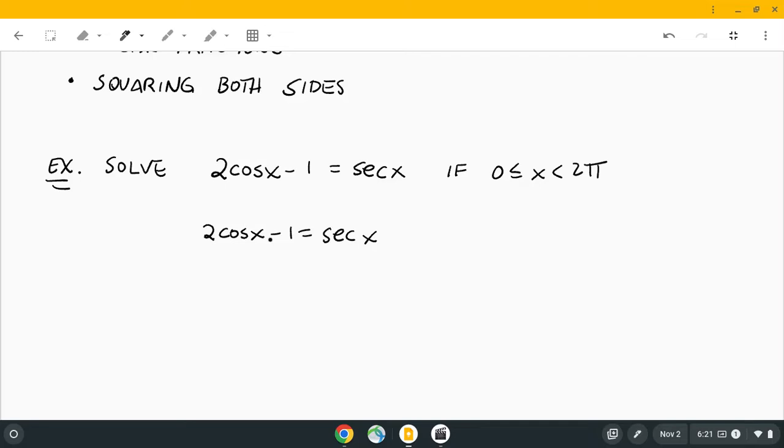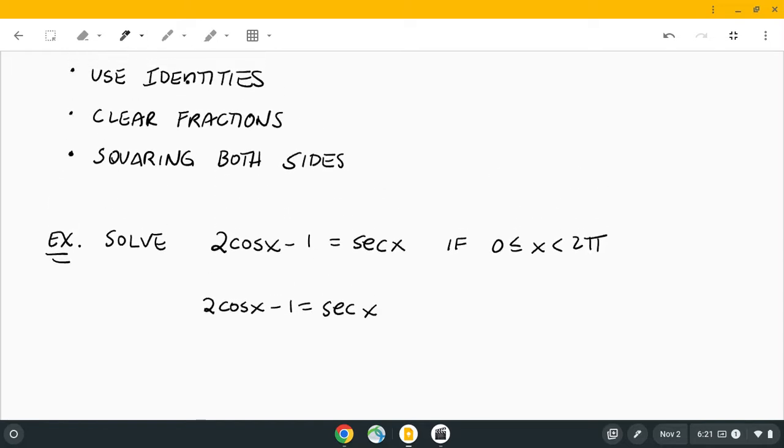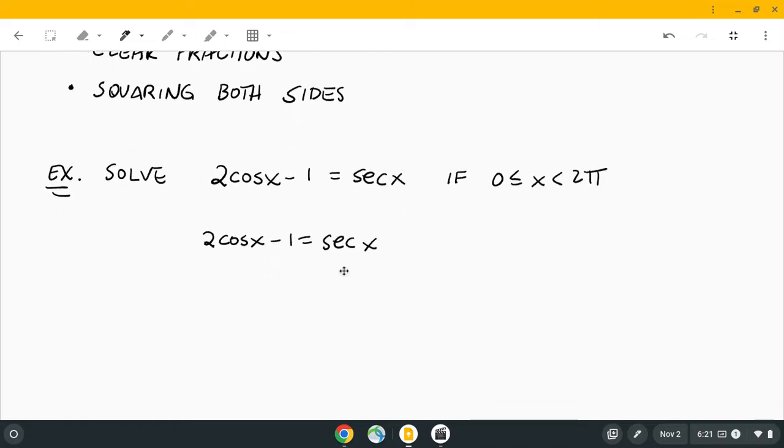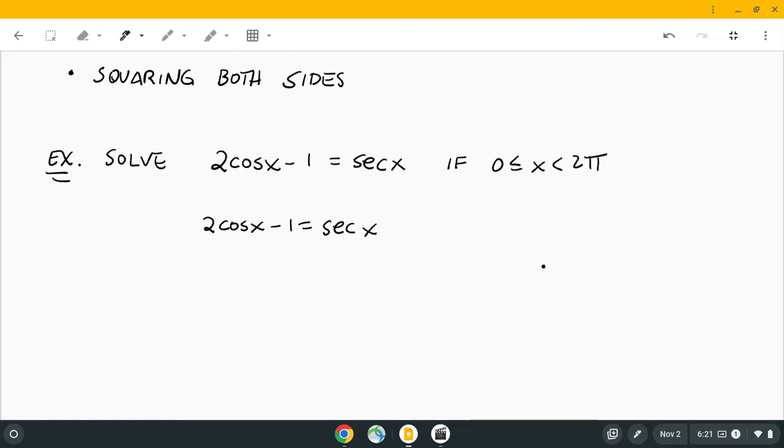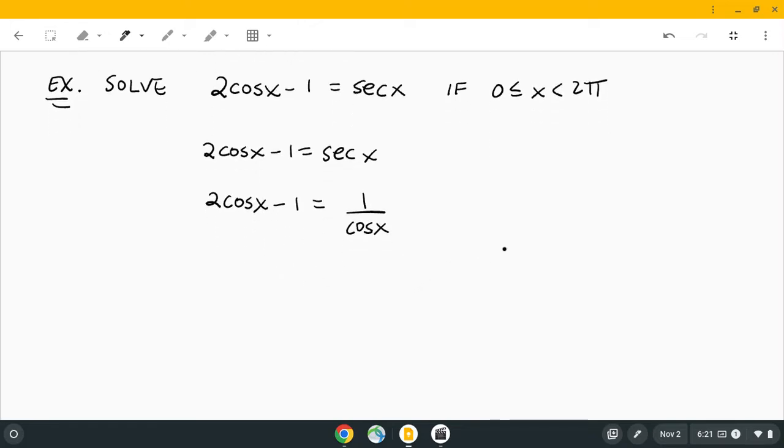All right, so here we have 2 different trig functions. So this is a good example of when we would use one of our basic identities to convert the trig functions here into a different one. That way we have to deal with only one type of trig function instead of 2. All right, so I'm going to convert this to 1 over cosine, okay? So 2 cosine x minus 1 equals 1 over cosine x, okay? And so at least now we're dealing with an equation with just one type of trig function.